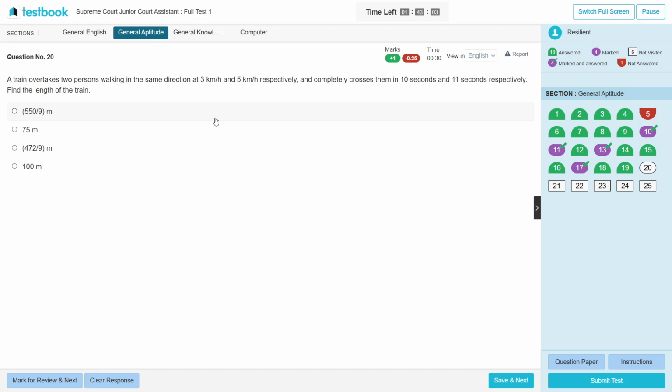So how do we do it? Speed minus walking speed, in the same direction, is equal to 10 seconds. Train.